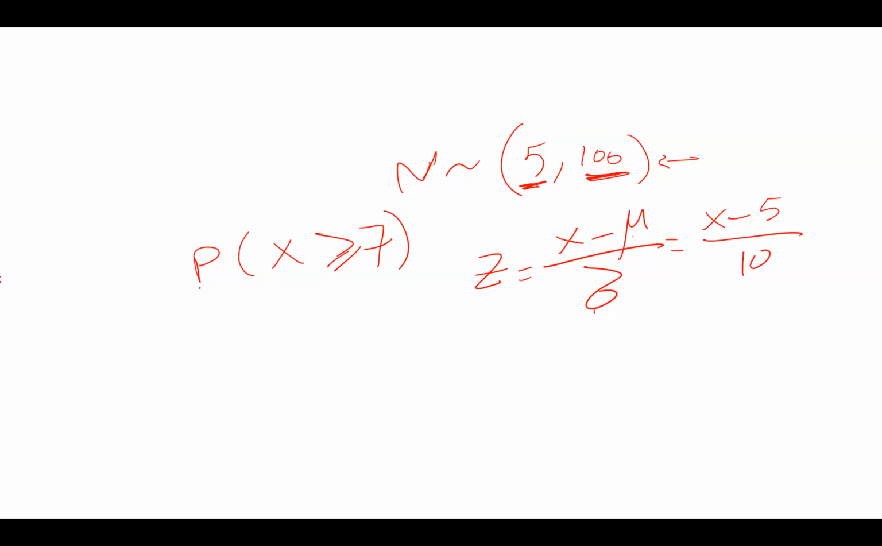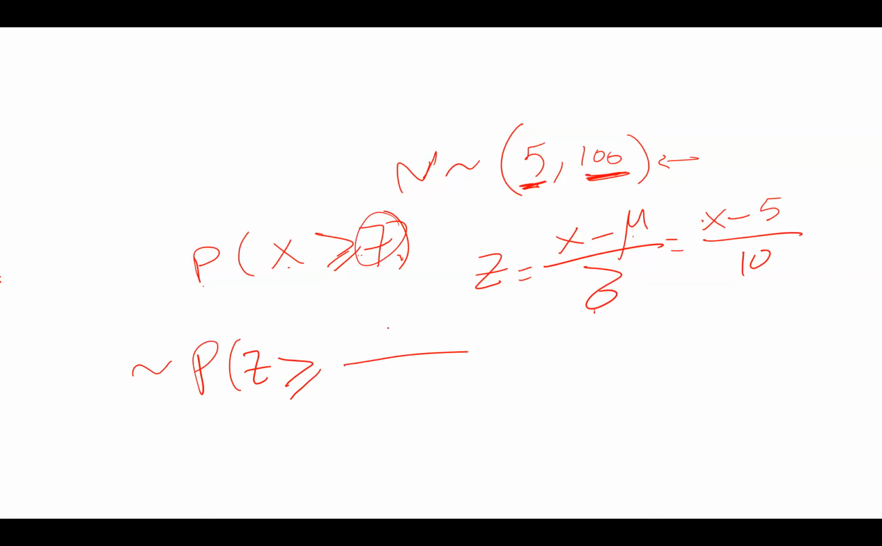What am I looking for? I am looking for x to be greater than or equal to 7. Then it is the same as the probability that z is greater than or equal to, and I substitute 7 instead of x here.